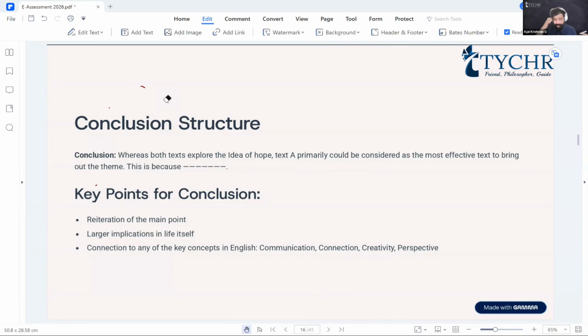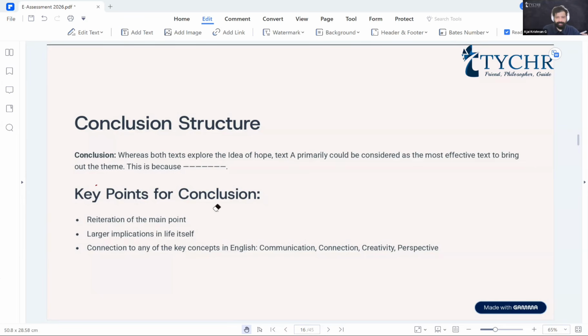If you think that your body paragraphs have very well analyzed both of them, and the analytical response is stronger for one text, you can state that in your conclusion. That can be done. There's nothing wrong with it. But if you think that both of them did an equal job, you can say that also. That's also fine. There is no wrong or right thing here, as long as you can justify your purpose.